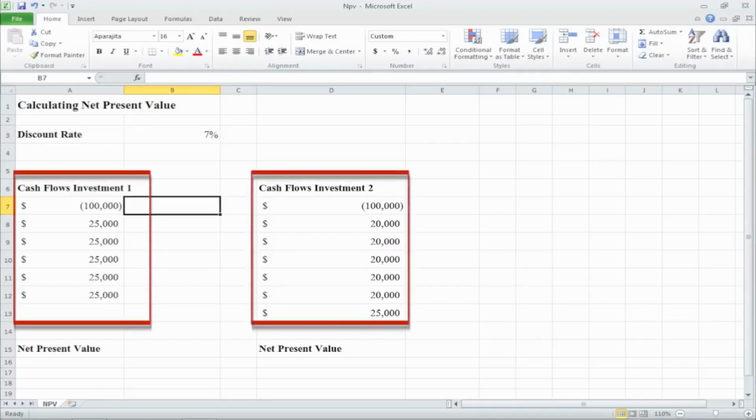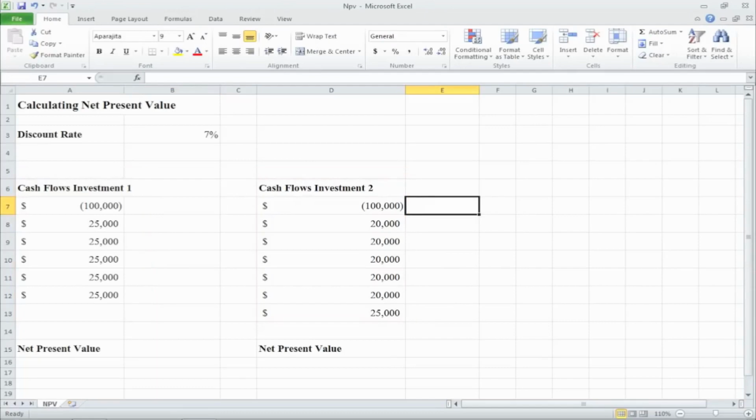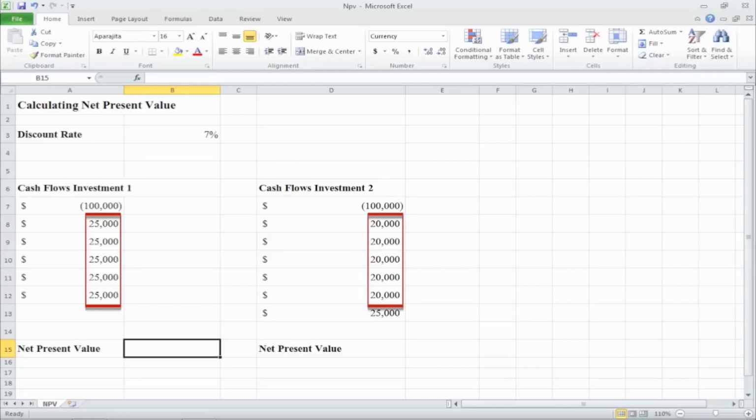a projected cash flow. An initial investment of $100,000 for each. The number is in parentheses because it is a negative number, and a series of 5 investments of $25,000 or $20,000 respectively. But the second option also has a sixth payment of $25,000. We're interested in seeing which one would be better for us. Therefore, we will apply the NPV on each.